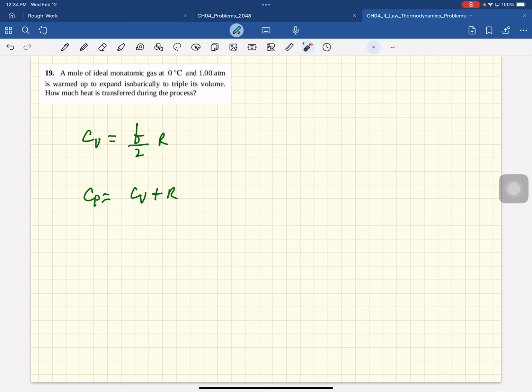Anyway, a mole of ideal monoatomic gas at 0 degrees Celsius and 1 atmosphere is warmed up to expand isobarically, at constant pressure, to triple its volume. How much heat is added during the transfer? It's an isobaric process, so the amount of heat added is nCP delta T. And for a monoatomic gas, CP is 3/2 plus 1, that is 5/2 R.